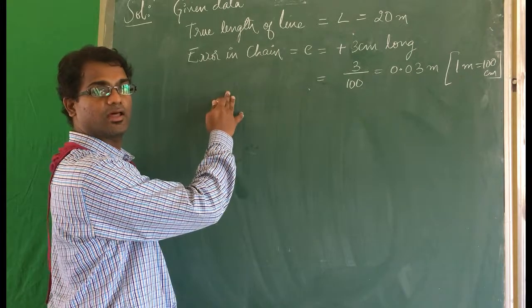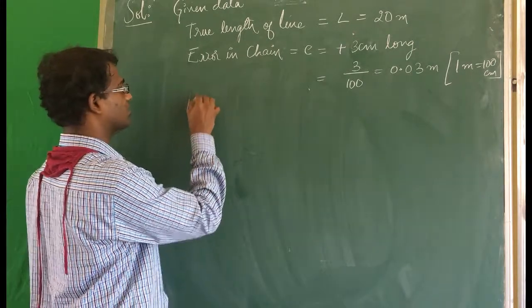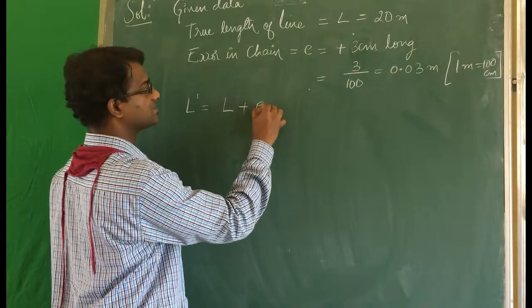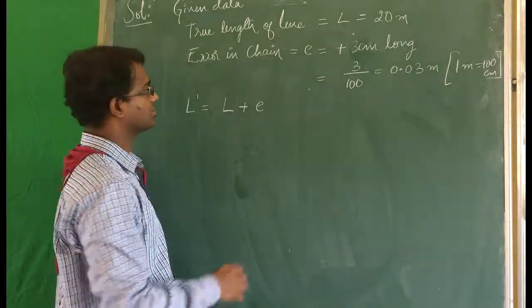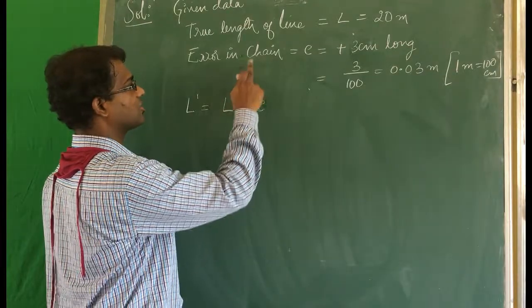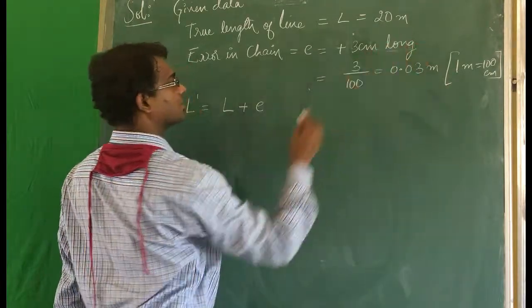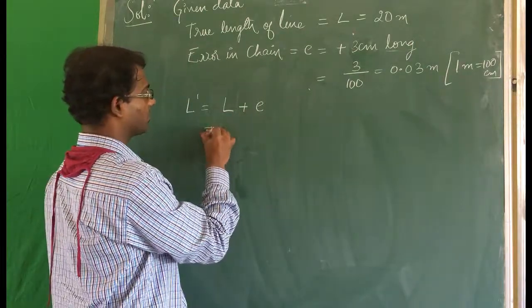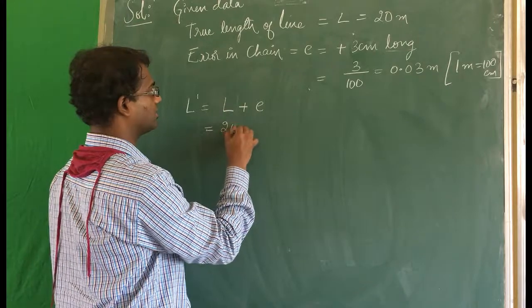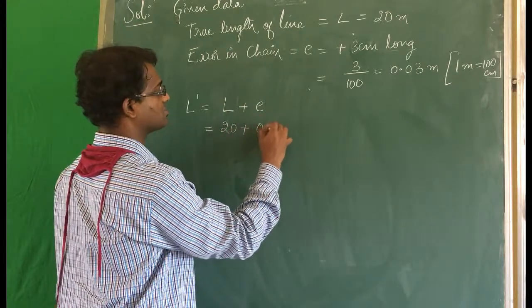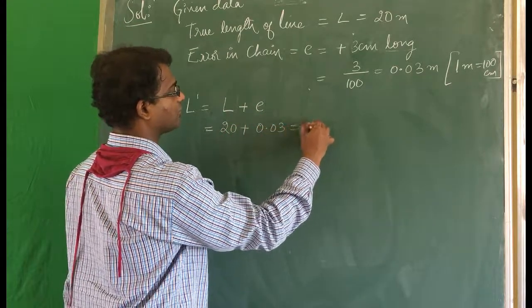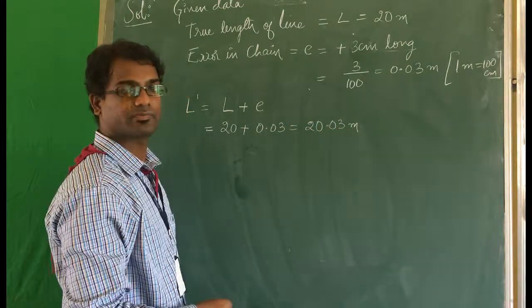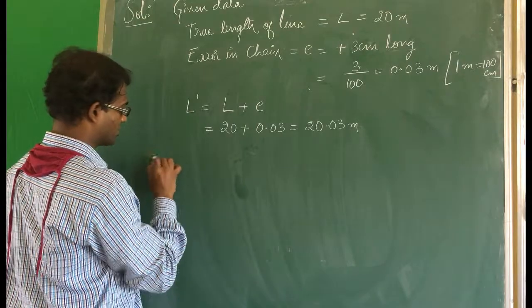Now when you know the error, you can calculate L dash very easily. It is nothing but true length of line plus error in the chain. Plus I have taken because it is too long. If it is too short, you have to take negative here. Now L is given by 20 plus error 0.03. You will get a value of 20.03 meters.